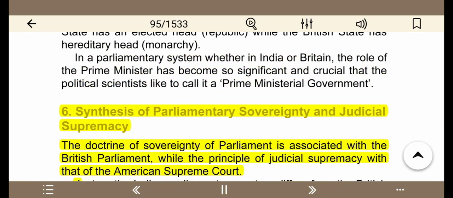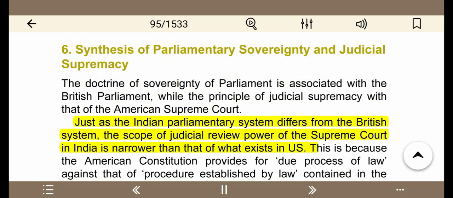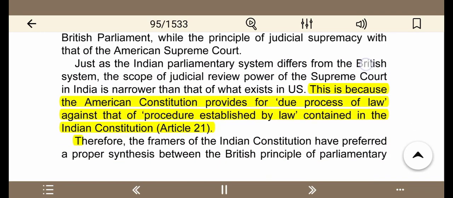6. Synthesis of parliamentary sovereignty and judicial supremacy. The doctrine of sovereignty of Parliament is associated with the British Parliament, while the principle of judicial supremacy with that of the American Supreme Court. Just as the Indian parliamentary system differs from the British system, the scope of judicial review power of the Supreme Court in India is narrower than what exists in the US. This is because the American Constitution provides for due process of law, against that of procedure established by law, contained in the Indian Constitution, Article 21.